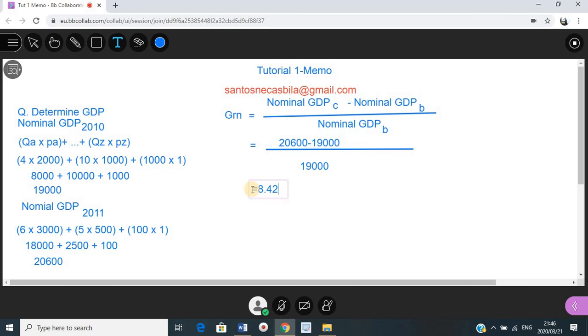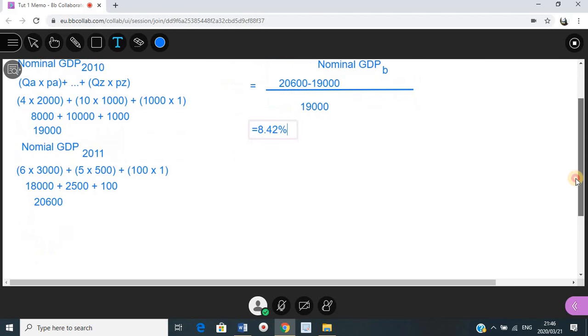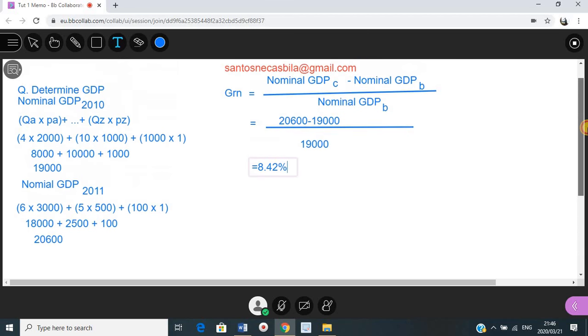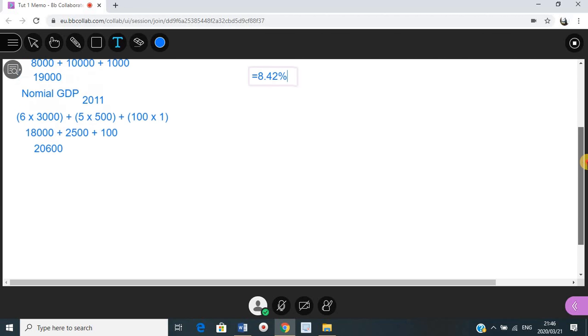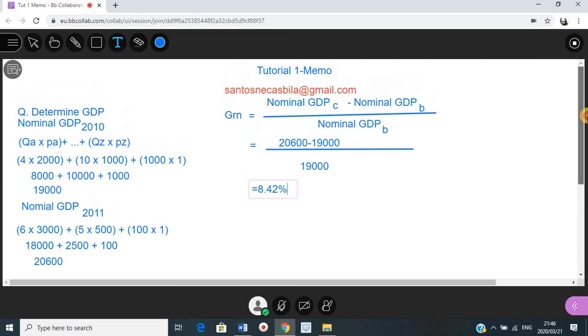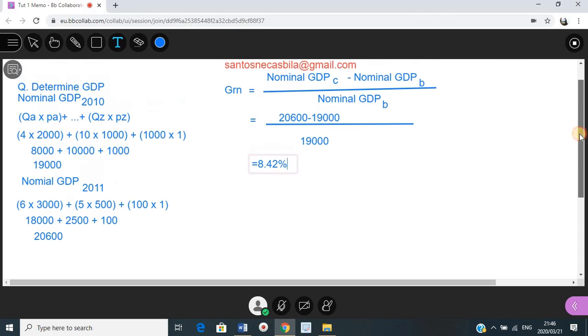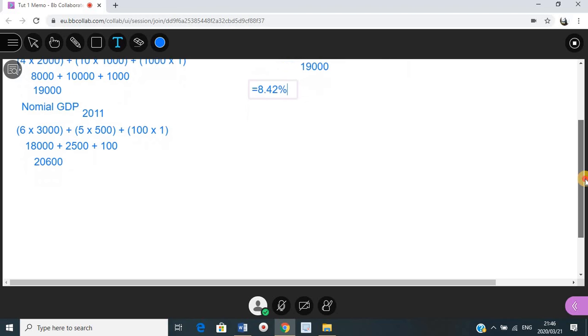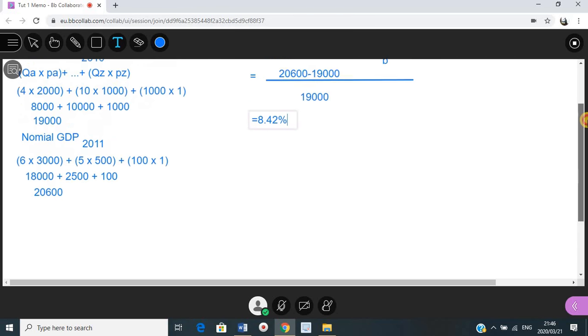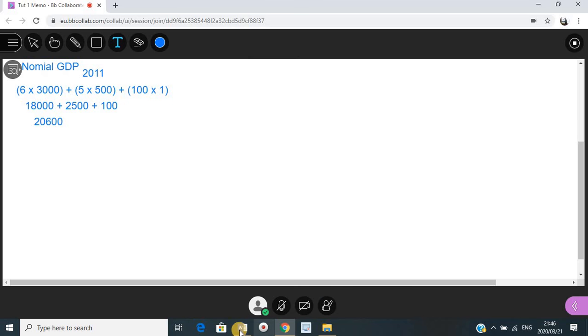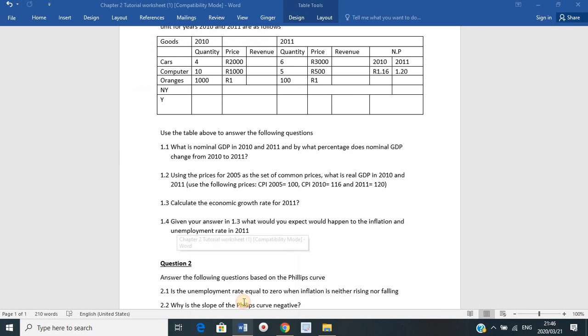Very good. This is a big growth in terms of the economy. There are economies that are growing at 8%, but if the economy is growing at 8%, we need to see how this economy is growing. So that is the case. Let's continue.